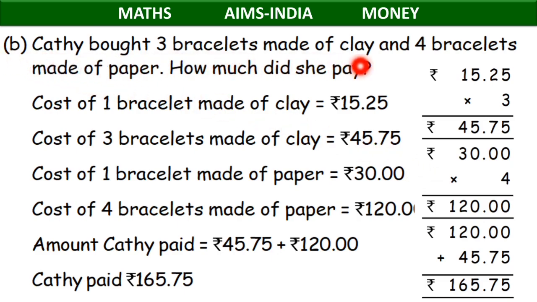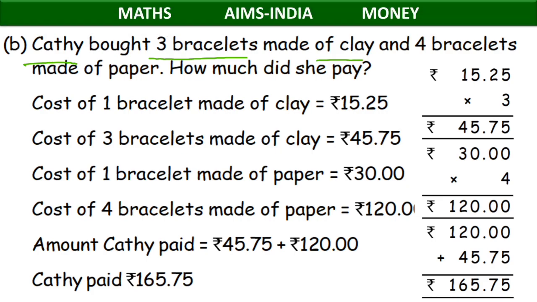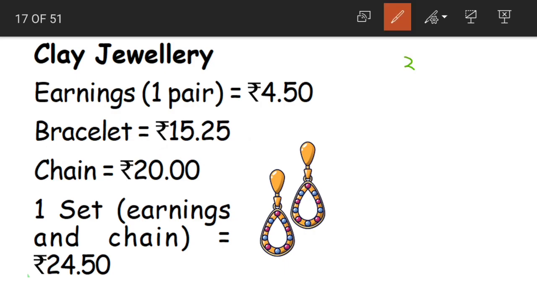Kathy bought 3 bracelets made of clay and 4 bracelets made of paper. How much did she pay? See here, understand the question. What did Kathy do? Kathy bought 3 bracelets made of clay. Now if you look at the cost of items given here, we have the cost of 1 bracelet made of clay, but our Kathy purchased 3 bracelets made of clay. So how will we find out the cost of 3 bracelets, children?